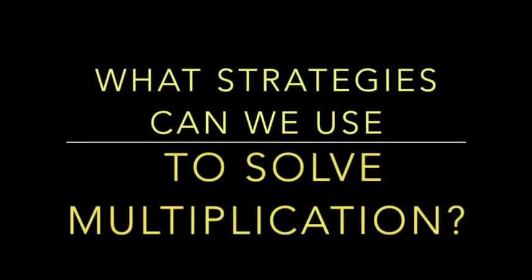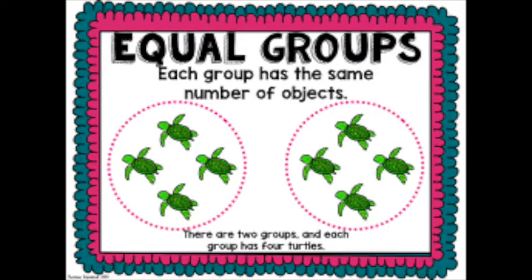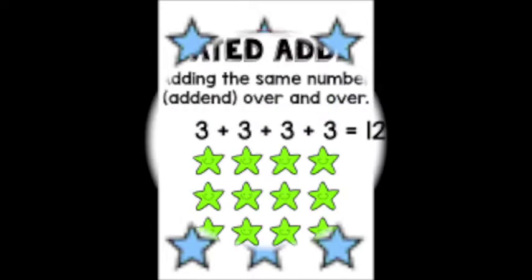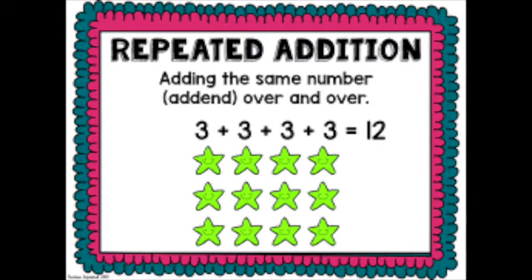Let's review. What strategies can we use to solve our multiplication problems? We know that we can use our equal groups, where each group has the same number of objects. We can also use our array, our rows and columns, to show the number of groups and our total. We can also use repeated addition, adding the same number over and over again to get our total.